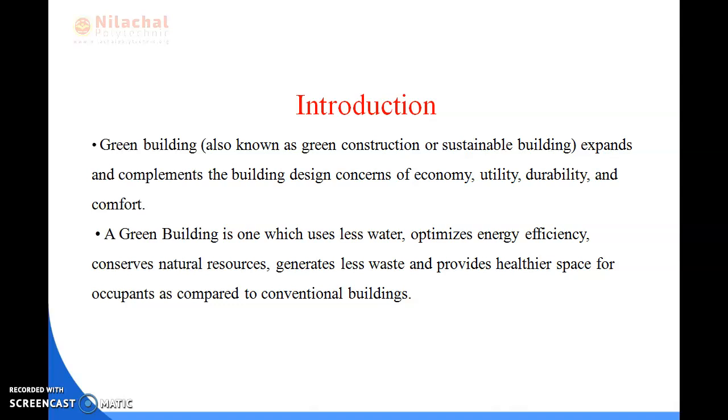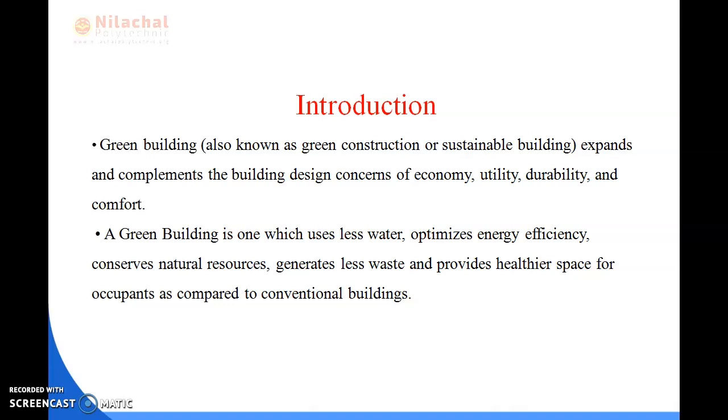So, a green building is different from conventional buildings or different from our buildings. How is it different? Because it uses less water, it optimizes the energy efficiency and it conserves the natural resources, it generates less waste and it provides healthier space for the occupants or for the people.